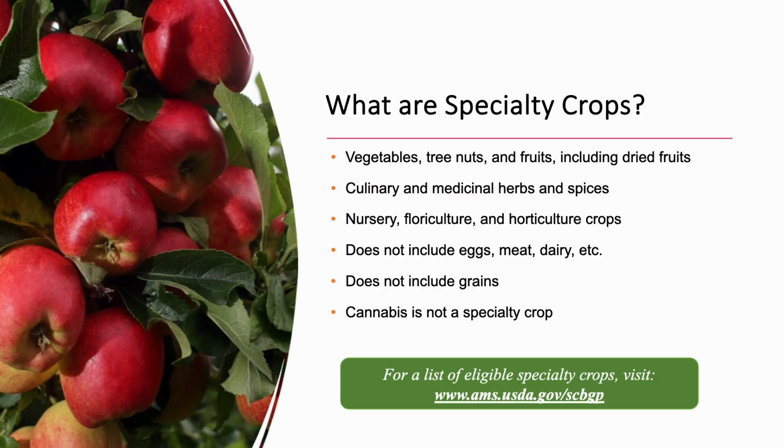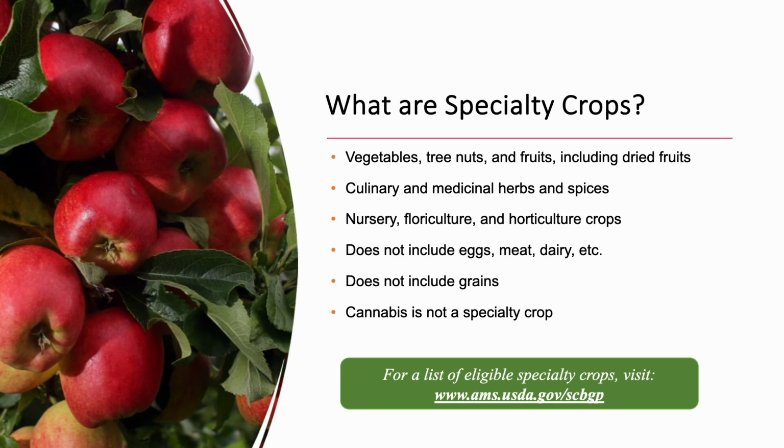So what are specialty crops? Specialty crops are defined as vegetables, tree nuts, and fruits, including dried fruits, culinary and medicinal herbs and spices, and nursery, floriculture, and horticultural crops. Funds must not benefit non-specialty crops such as dairy, livestock, or any other ineligible commodities. Note that cannabis is not a specialty crop.